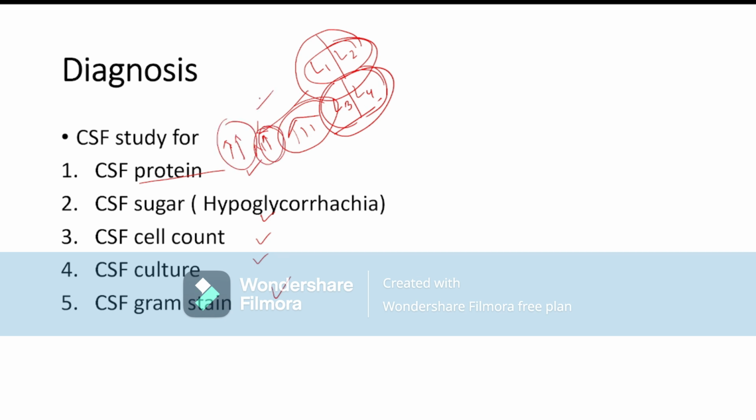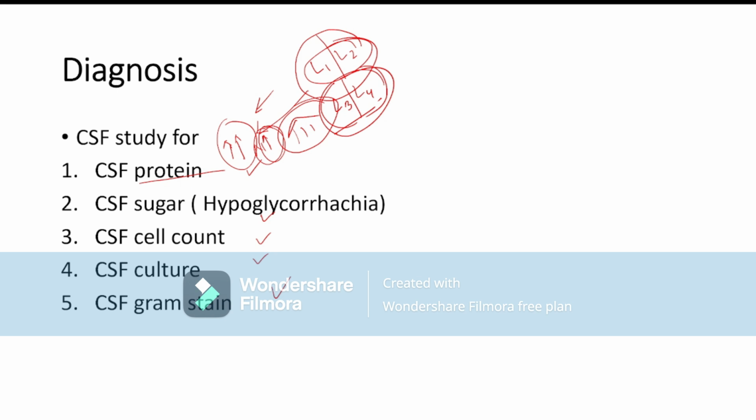Why is there an increased protein in CSF in case of meningitis? Because there is a leakage of the blood vessels, and due to the blood vessel leakage, albumin rich fluid leaks from the capillary and enters into the subdural space and subarachnoid space, which causes an increased amount of protein.